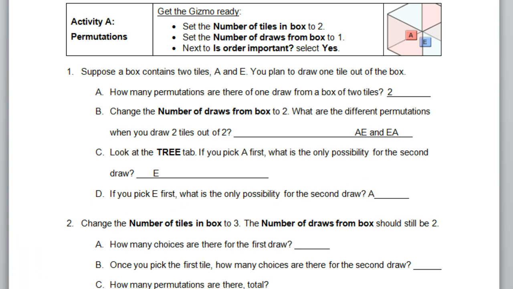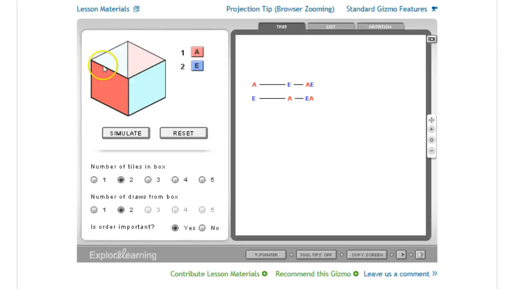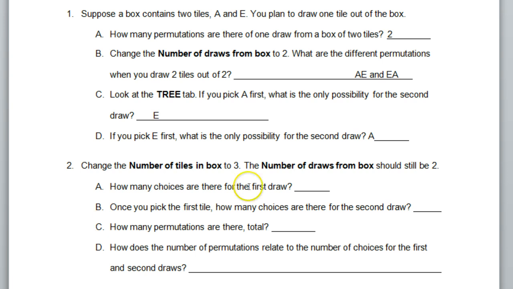So I just want to point out something about the draws. You'll notice here we've got 1 and 2. 1 and 2 correspond to the draws. So the very first draw out of this box of 2 tiles is number 1. The second draw is the second draw, obviously. So if you've got A and E in your box, your first draw could be either A or E, and then your second draw would be whatever wasn't picked the first time around. So the notion of first draw, second draw, third draw come up in subsequent sentences.